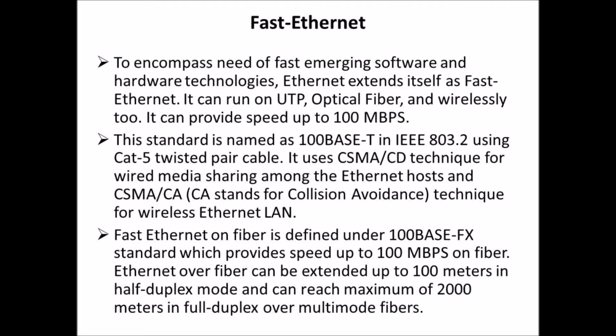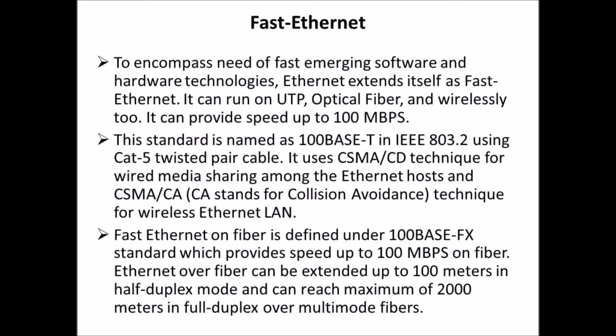Next is fast Ethernet. To encompass the need of fast emerging software and hardware technologies, Ethernet extends itself as fast Ethernet. It can run on UTP, optical fiber and wirelessly too. It can provide speed up to 100 Mbps. This standard is named as 100 Base T in IEEE 802.3 using Cat5 twisted pair cable. It uses CSMA/CD technique for wired media sharing among the Ethernet hosts and CSMA/CA technique for wireless Ethernet LAN. CA stands for collision avoidance.